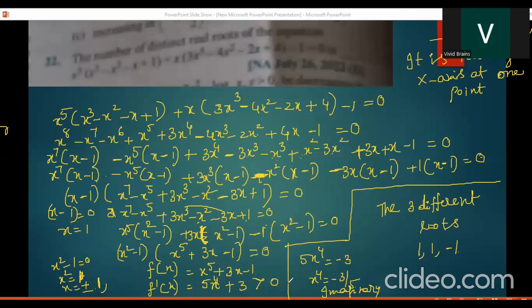Okay, understood? So x-axis at one point means you are getting one root. So instead of calculating this one, you can say you are getting one root. So one root and two roots. Totally three roots. Okay. Yes, correct.